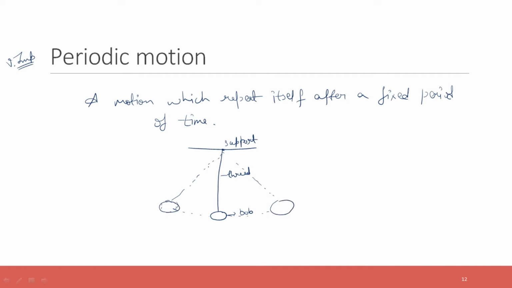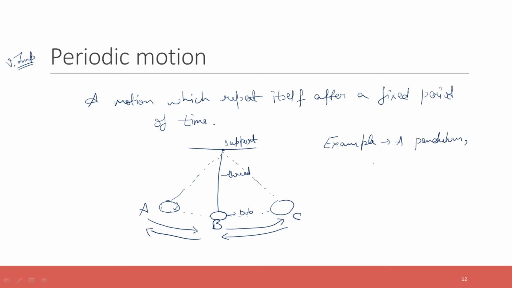So if you see this type of motion, you will notice that this bob is continuously moving. We can say this position is A, this position is B, this position is C. So it is continuously moving from position A to B, or from B to C, then again from C to B, again from B to A. And if you notice, the time will be almost the same. So this is a type of periodic motion. You can write in the examples a pendulum, or the other example is the clock.